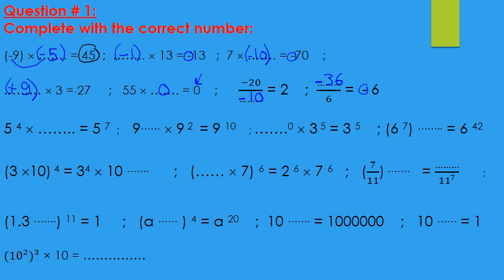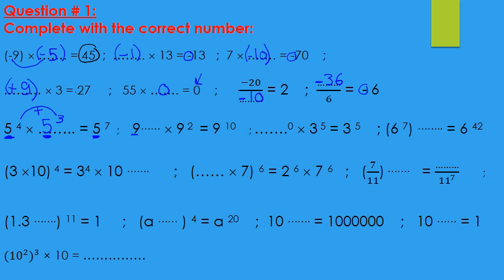Now 5 to the power 4 times what gives us 5 to the power 7? This is one of the rules of powers that we discussed before. Here the base is 5 and the result's base is 5. So powers of the same base give us the same base. So the base is 5 and it will be multiplied by a number of base 5. Now we should add the powers. 4 plus what gives us 7? 4 plus 3 will be 7. So 5 to the power 4 times 5 cubed equals 5 to the power 7.